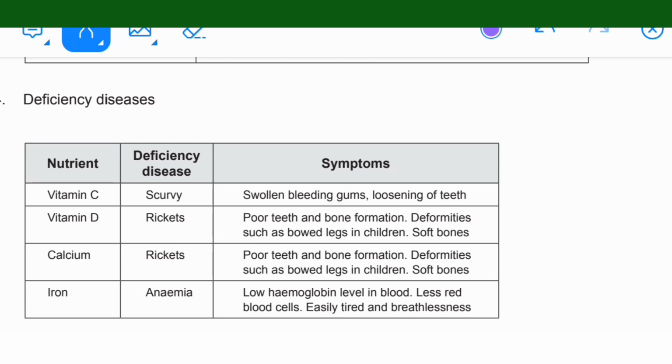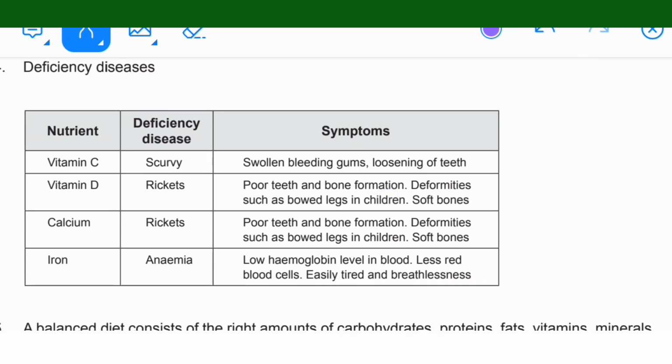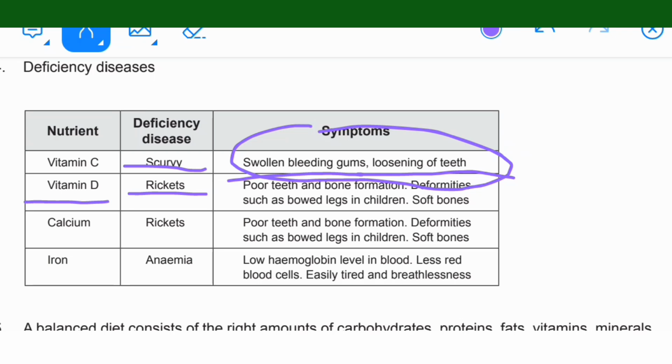Then we talk about diseases now. Vitamin C. Deficiency of vitamin C leads to scurvy. So scurvy, what are the symptoms of scurvy? You have swollen, bleeding gums, and losing of teeth. Then vitamin D, lack of vitamin D causes rickets. That's kind of similar symptoms to this one too. But it is poor teeth and bone formation, okay, and swollen joints, deformities such as bow leg in children, and soft bones.